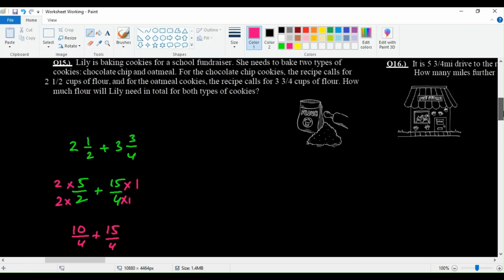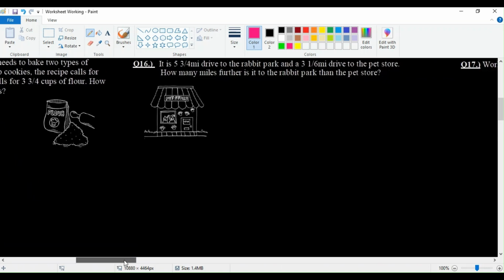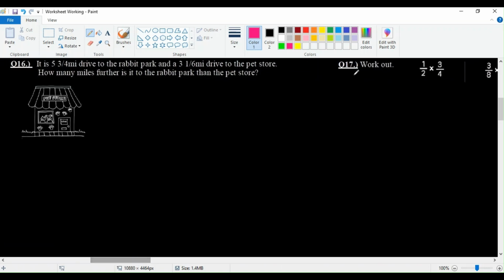Now moving on to the next question, which is question number 16. In here it says 5 whole 3 over 4 mile drives to the rabbit park, and 3 whole 1 over 6 miles drive to the pet store. How many miles further is it rabbit park than the pet store? Okay, so pet store comes first, so that means we need to subtract. So 5 whole 3 over 4 has to be subtracted from 3 whole 1 over 6.